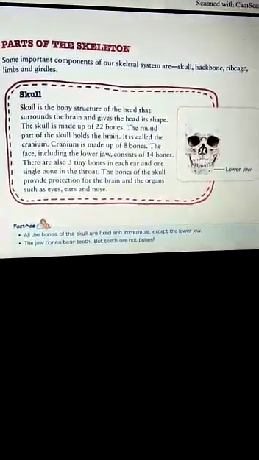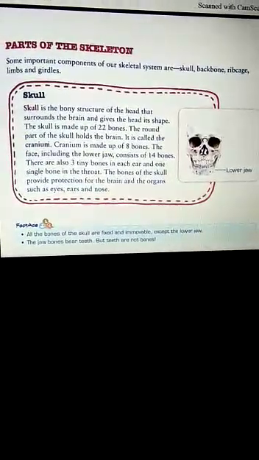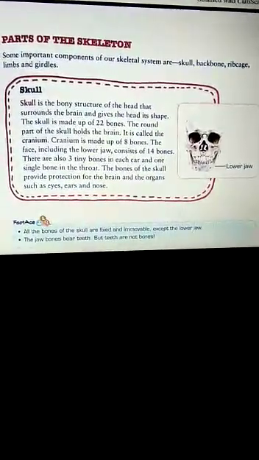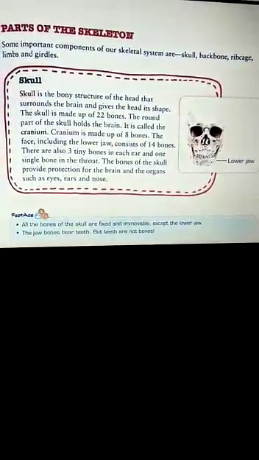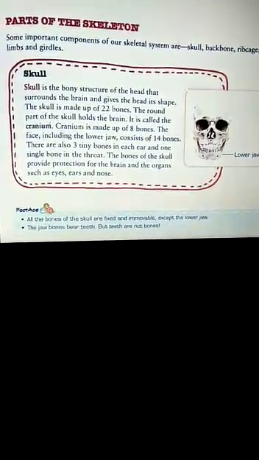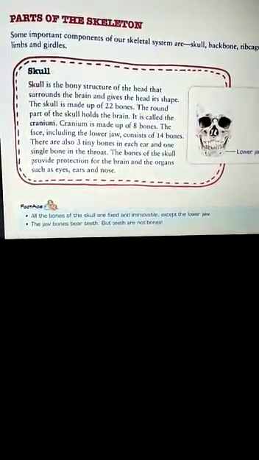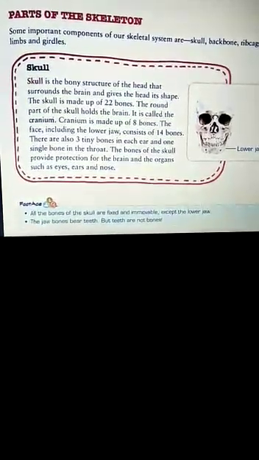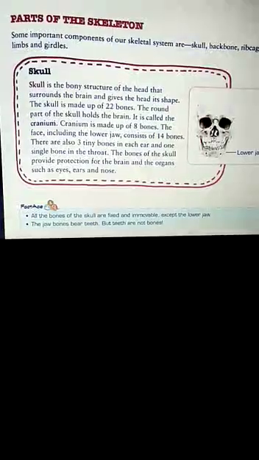Let us have a look at the skull, that is the top part of our human skeleton. There are many bones in our skull. It is made up of 22 bones. Out of these, 8 bones cover and protect the brain.